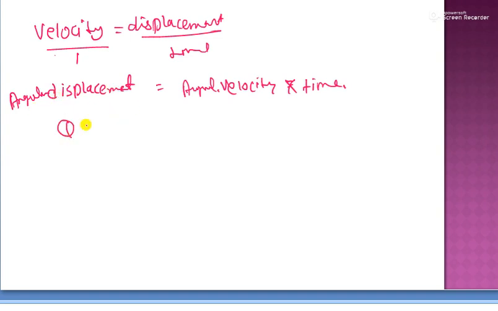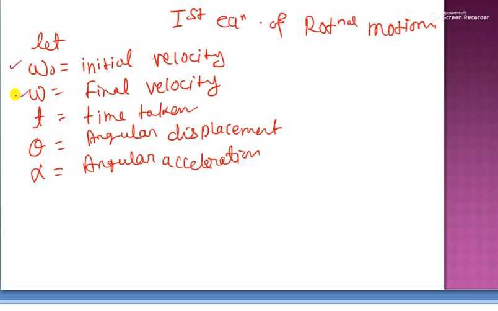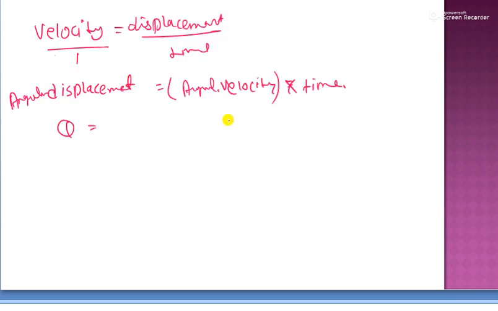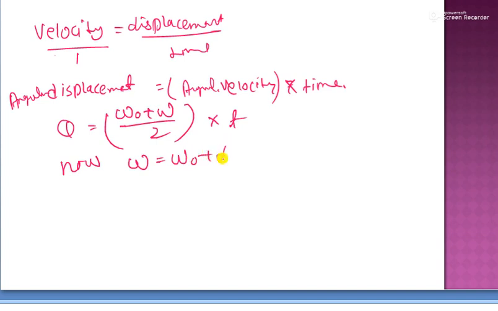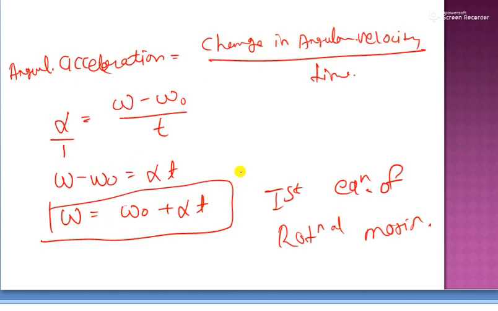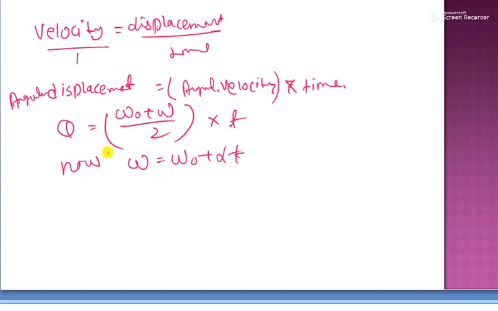So angular displacement is theta, and for angular velocity here we are taking both velocities, initial angular velocity and final angular velocity. So we include the average of both angular velocities: initial angular velocity plus final angular velocity by 2, in average form, and we denote t for time. Now since omega equals omega naught plus alpha t, the first equation of rotational motion, okay students, now we put the value of omega in the above equation.